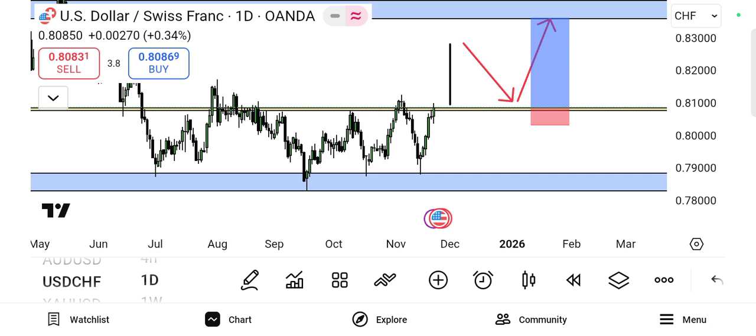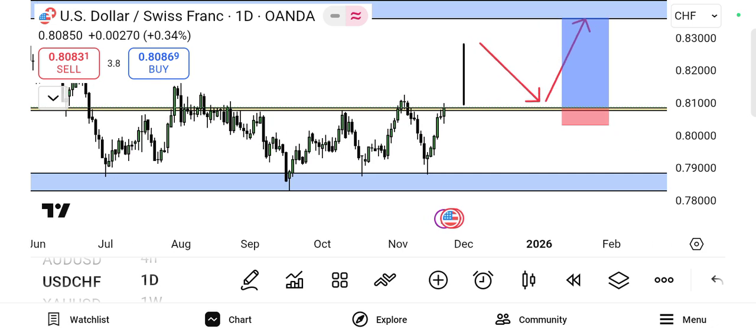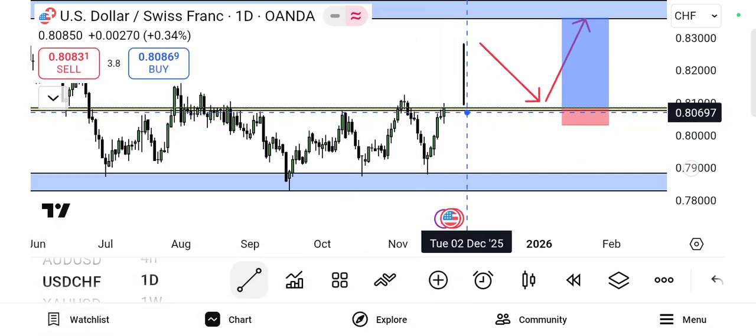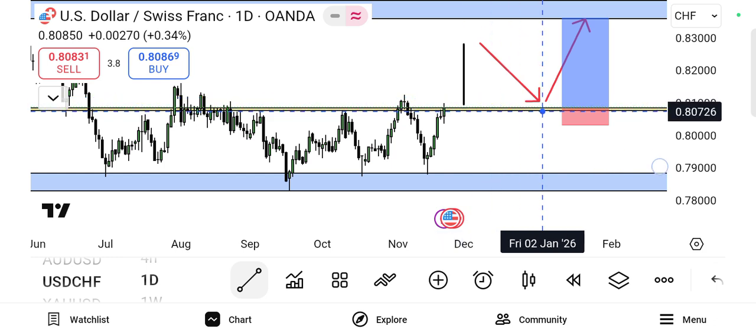But though, we don't enter a trade from a zone. We don't enter a trade from a support or resistance zone. There are some criteria that need to be met before we enter a trade.